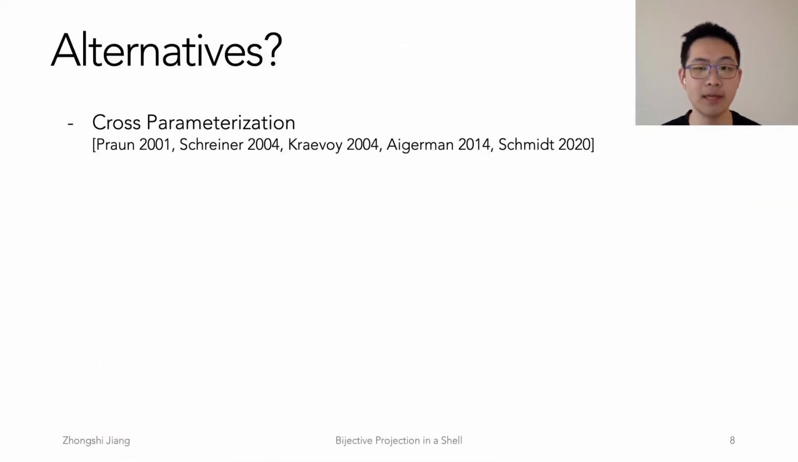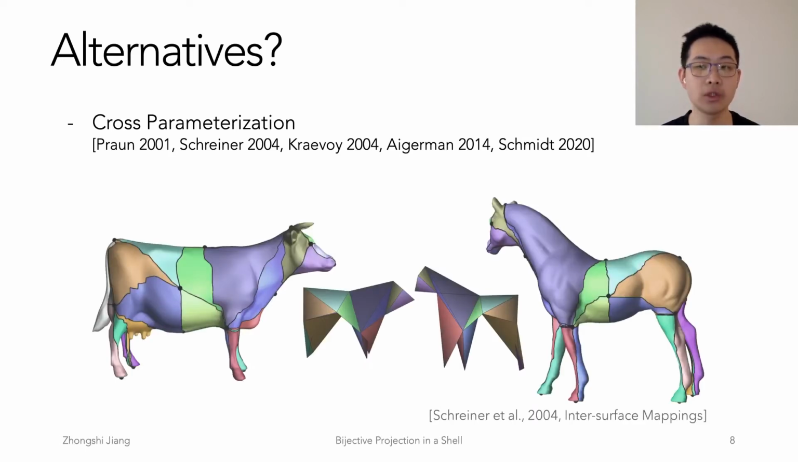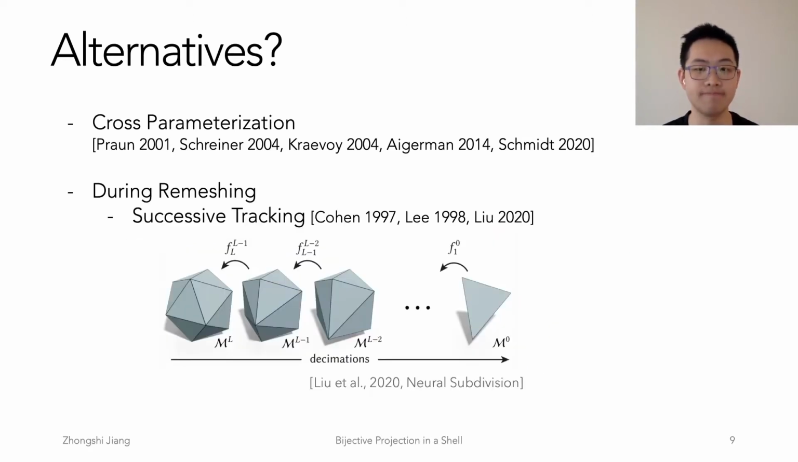So let's look at some of the alternatives. One interesting topic that has been studied for a long time is cross-parameterization. Basically, you need to map two shapes onto some common abstract domain and optimize for better matching. However, this approach requires and depends on a consistent initialization.